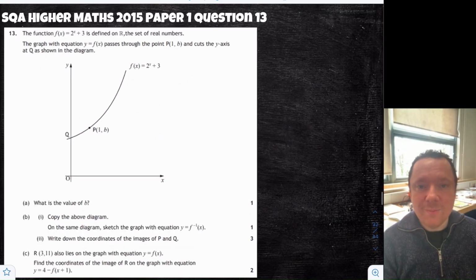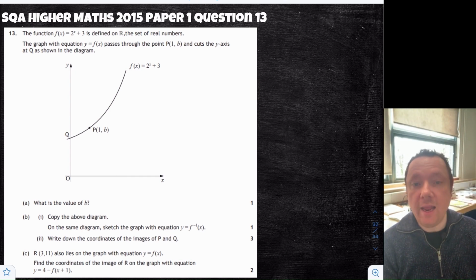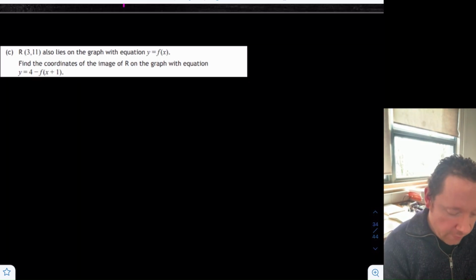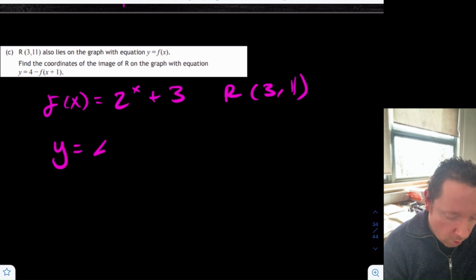And we're done there. Part C says, R(3, 11) lies on the graph of equation y equals f of x. Find the coordinates of the image of R on the graph of equation y equals 4 minus f of x plus 1. So writing down f of x again, f of x, remember, was 2 to the power of x plus 3. And we know that R lies on this, which is (3, 11). So our new equation is y equals 4 minus f of (x plus 1).